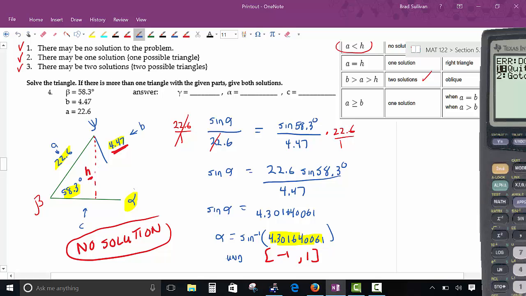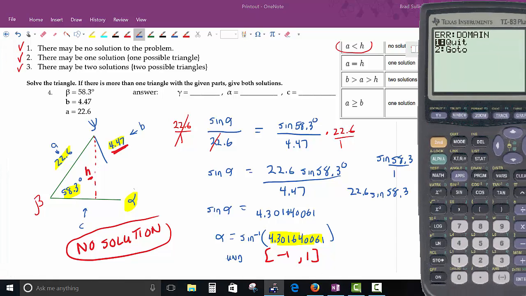But if you want to find the height of the triangle, what you can do is the sine of 58.3 degrees, by definition, is opposite, which would be the height of the triangle, over the hypotenuse, which was 22.6. So if I multiplied both sides by 22.6, I would get h equals 22.6 times the sine of 58.3. So you could even cross multiply if you wanted to. Let me show you what happens on this.